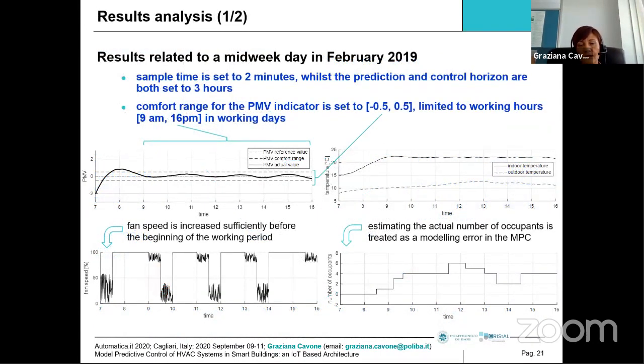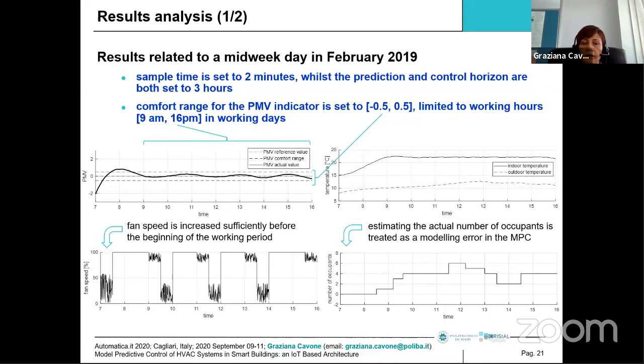These are the results. In particular, we consider a midweek day in February 2019. The sample time is set to 2 minutes, while the prediction and the control horizon are both set to 3 hours. So the comfort range for the PMV indicator is set to -0.5 to 0.5. As you remember, I said before that it is an index with no particular indication of the measurement, and just an information about the feelings of hotness or warm.